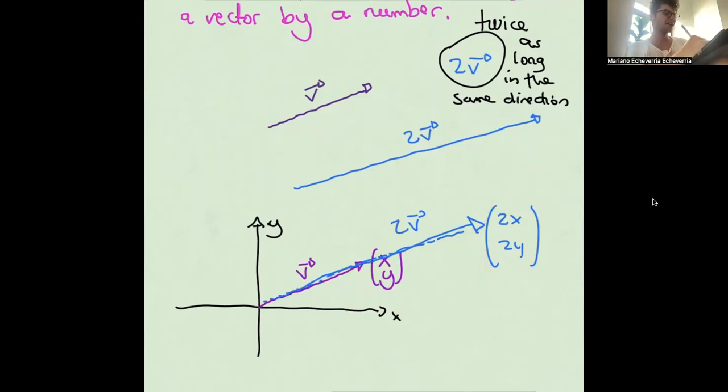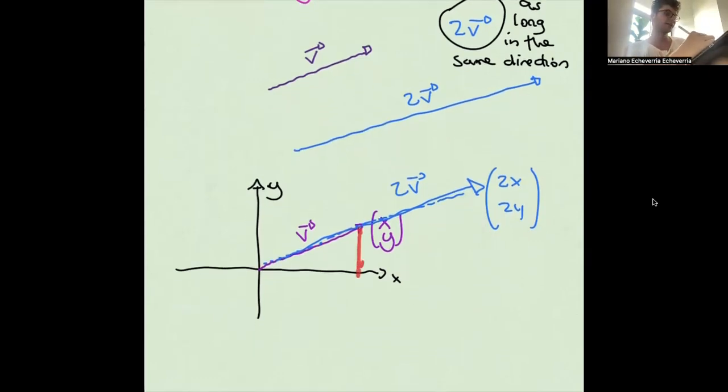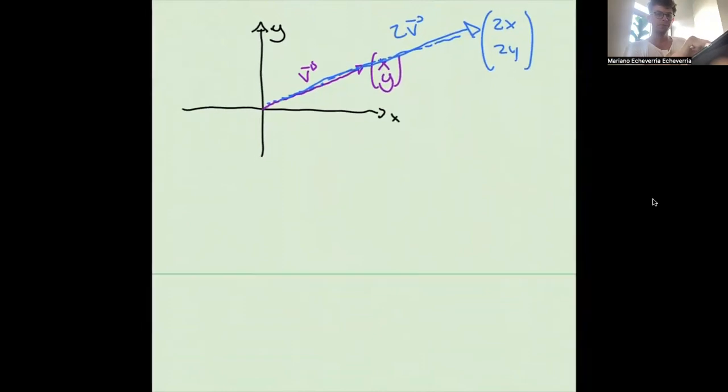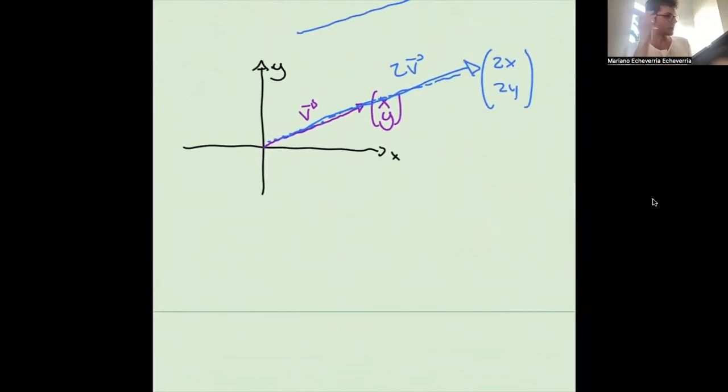I will talk about the length of a vector later on. Right now, I'm not too interested in finding the length, but if you were unsure, that's how you could do that. And then, almost by the same idea, you can check the angle has to be the same if you multiply every entry by the same amount. Okay.